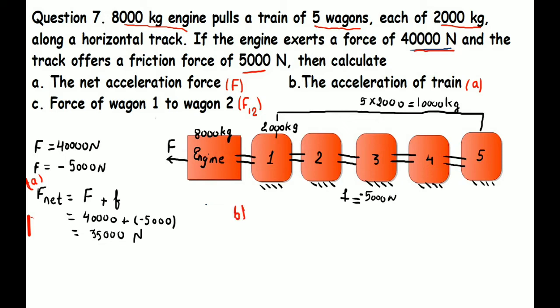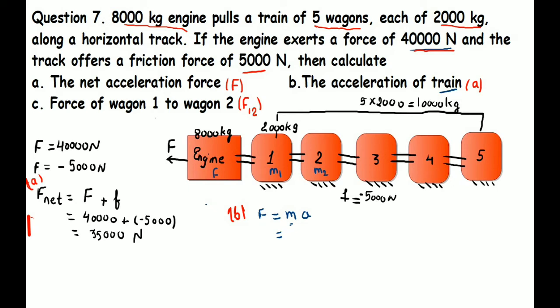Now, moving to the second part, the acceleration of the train. To find the acceleration of the train, we will apply the simple formula from the second law of motion. Applied force is the product of mass into acceleration. Here we have the magnitude of force and the overall mass of 5 wagons. So in place of F, we can write 35,000.